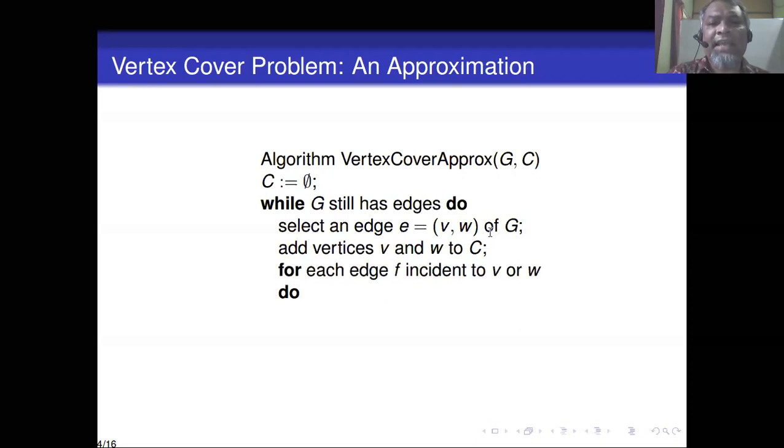And for each edge F incident to V or W, we remove F from G. That means we are deleting all the edges which are incident to V or W. And this is our algorithm. Lastly, it is the end of the while loop. So this algorithm is very simple.